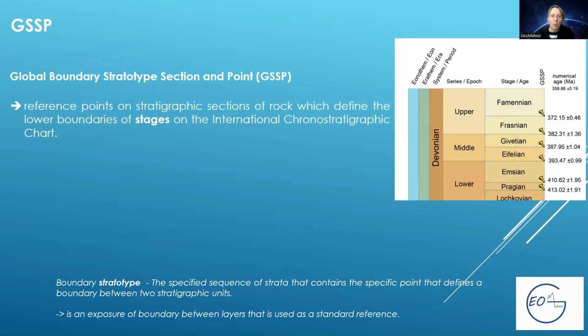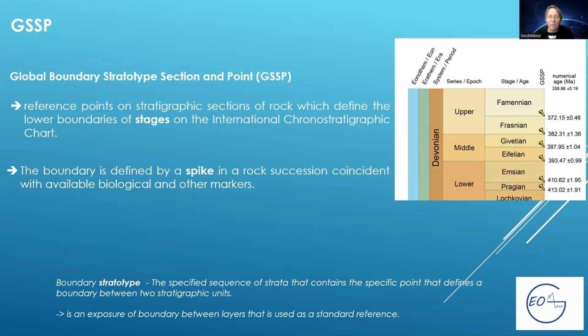And it is a reference point on a stratigraphic section of rock, which defines the lower boundaries of stages. So remember, of stages on the International Chronostratigraphic Chart. And the boundary is defined by a spike in a rock succession, coincident with available biological and other markers. And since 1977, the ICS has maintained the international GSSP register.